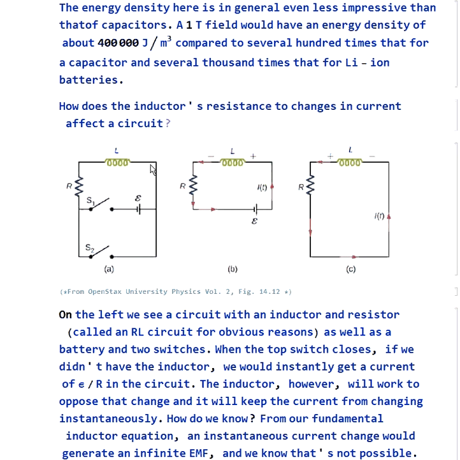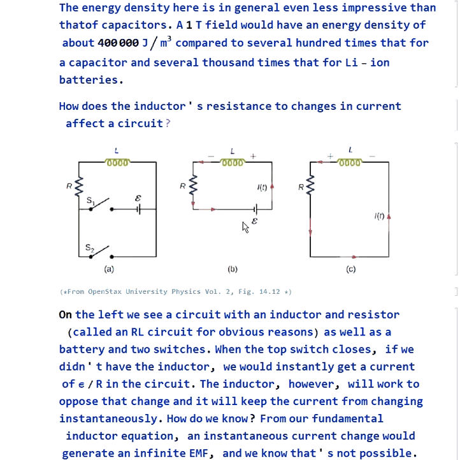Here we have the battery trying to establish a current through the inductor and the resistor. If not for the inductor, we would say we instantly get a current E over R. But with the inductor present, it doesn't want to see the current change from 0 to E over R, so it fights that change by acting like a battery pointing the other way. And what this means is it takes a while for that current to build up.